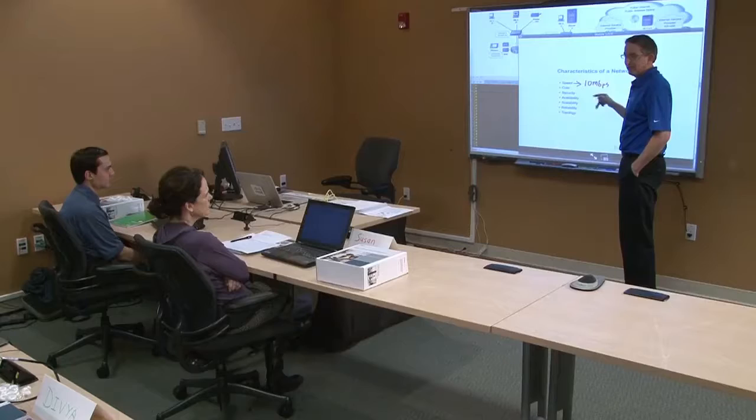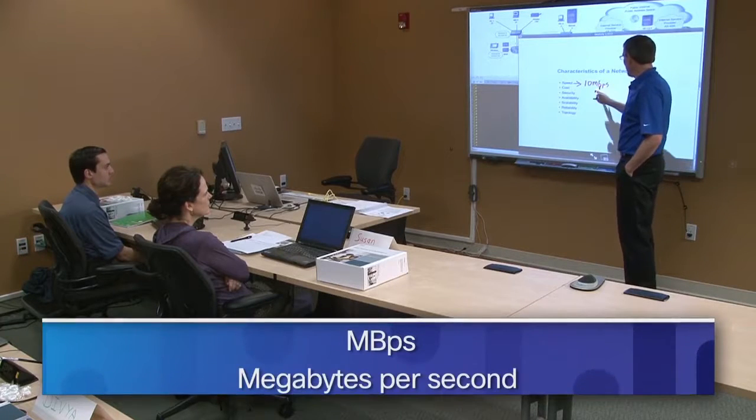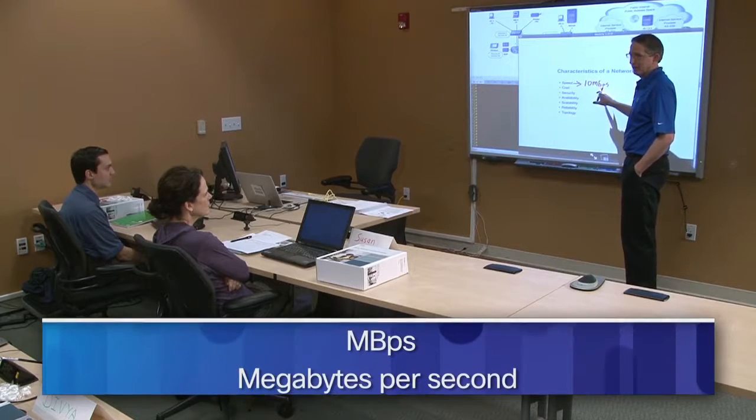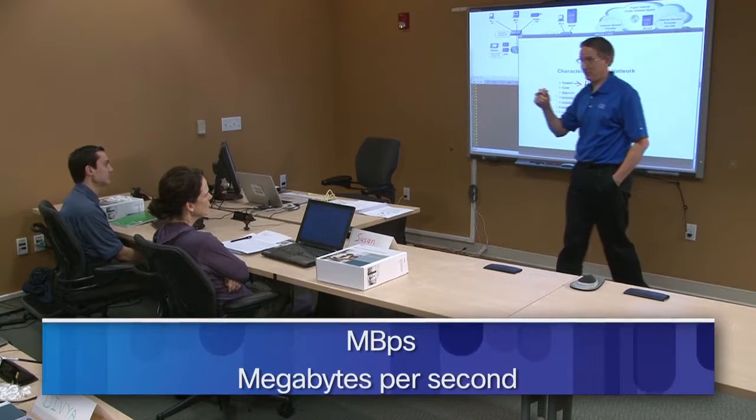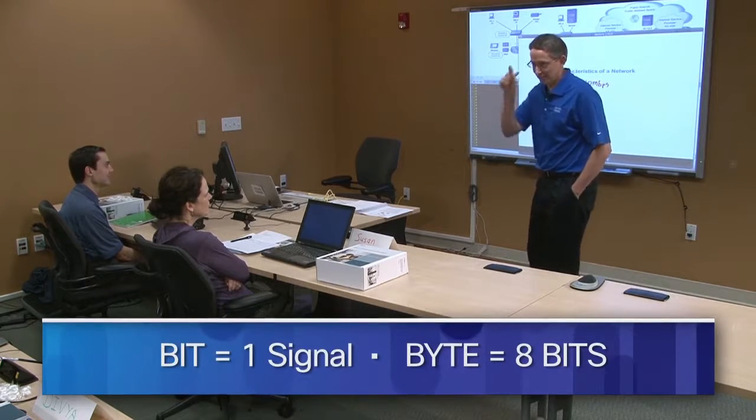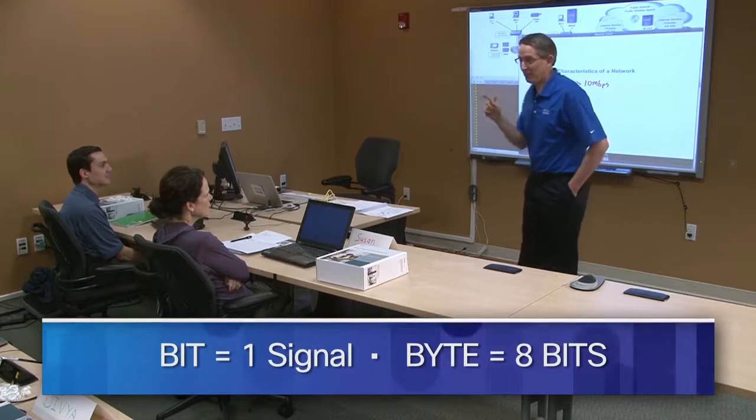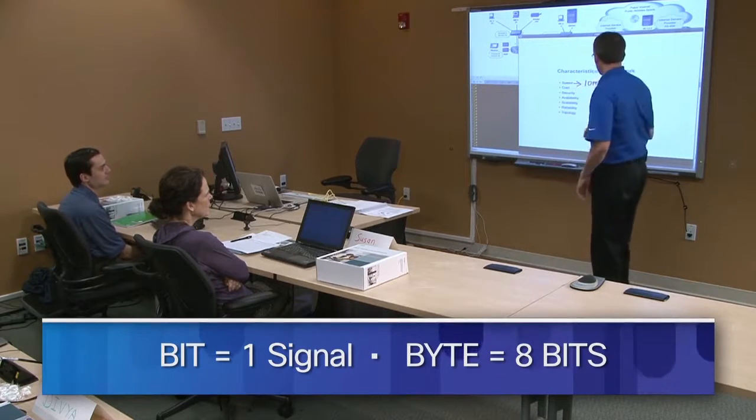So that's what it would look like, 10, capital M, B. What if it was capital B? What could that mean? Bytes. Bytes, says Robert. And he shoots, he scores. So bits are just one signal, and a byte would be 8 of them. We'll cover that in the binary coming up.